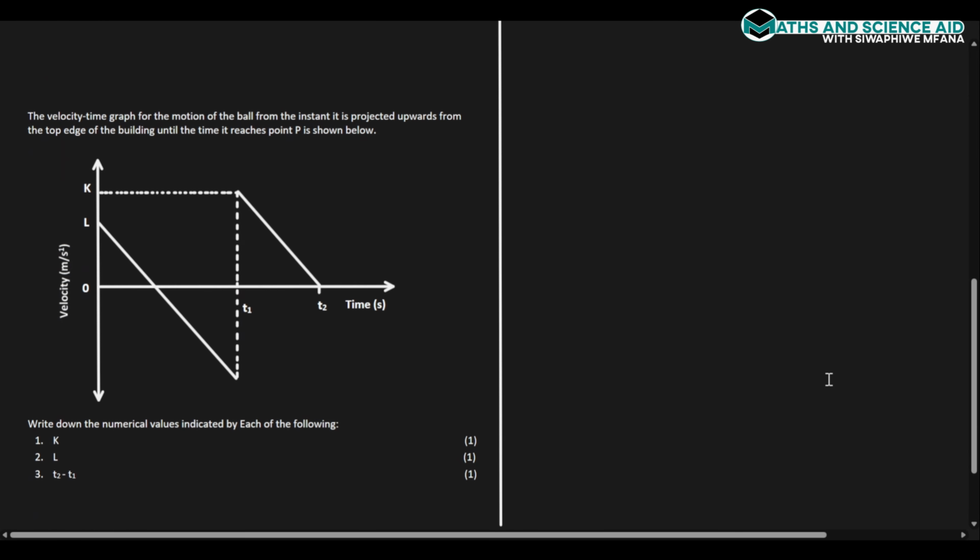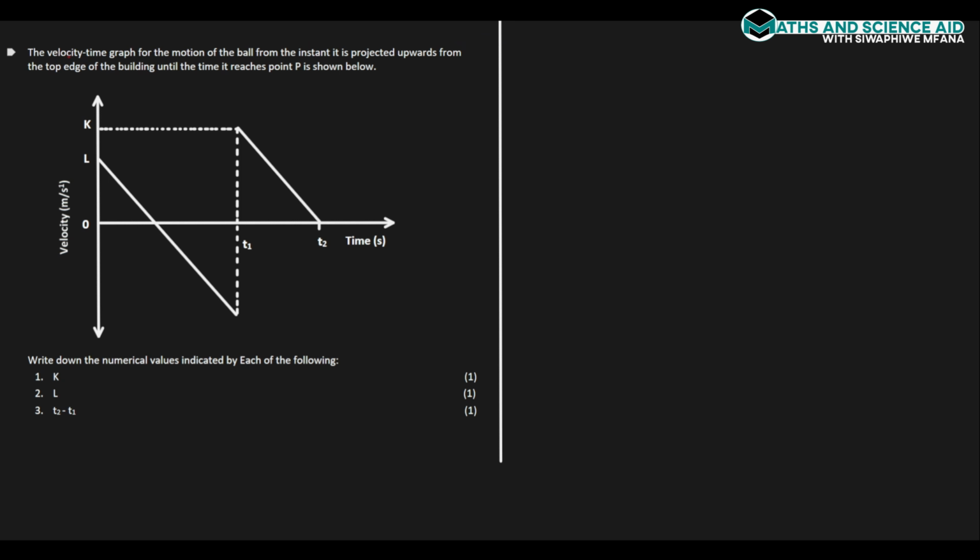And now we're only left with this one. We have the velocity time graph for the motion of the ball from the instant it is projected upwards from the top edge of the building until the time it reaches point P. Okay, so here that is, and we have got some key points that have been labeled here: L, K, T1, and T2. And the instruction is write down the numerical values indicated by each of the following. Firstly, the numerical value indicated by K.